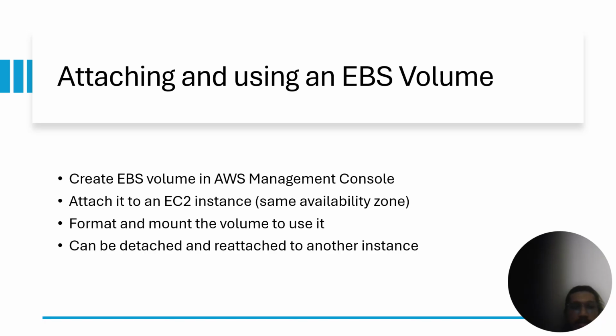Okay, let's talk about attaching and using the EBS volume. To use an EBS volume, you first create it from your AWS management console and attach it to your EC2 instance. Both must be in the same availability zone. After attachment, you format and mount it just like a physical device. You can also detach the volume and attach it to another instance without losing any data, making it very flexible and safe.